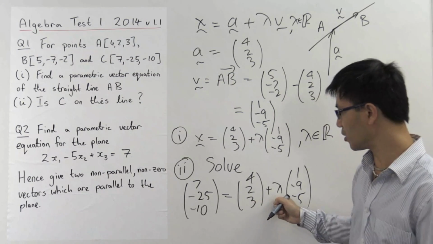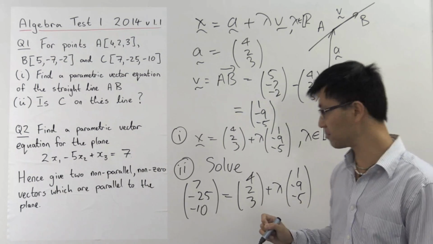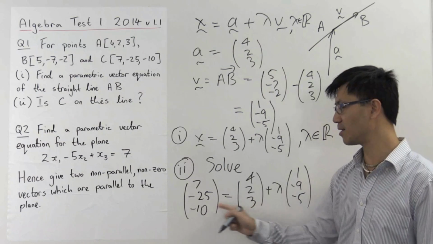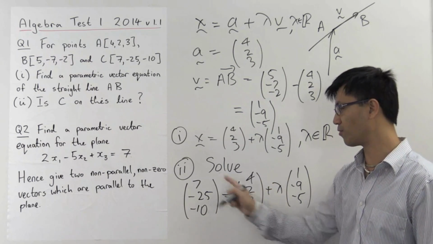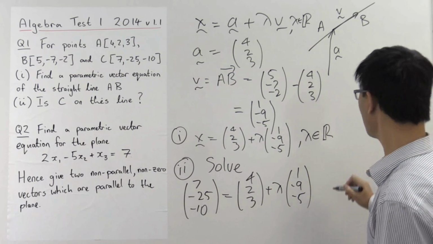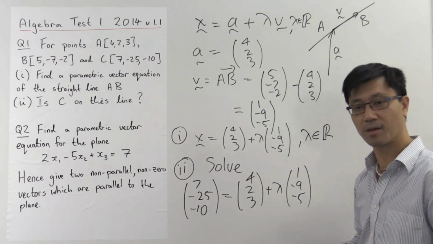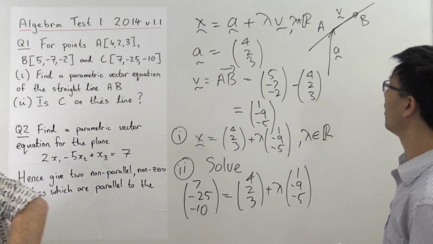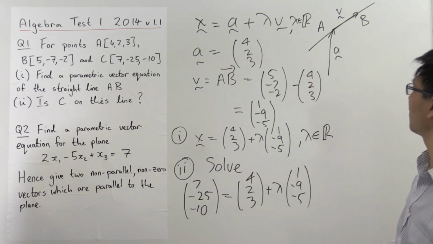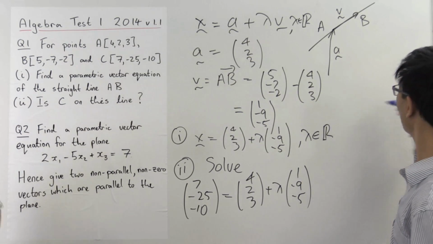And as usual, you try to get lambda by itself. So we'll put this over to the other side. Let's subtract 4, 2, 3 from both sides. Okay, so let's just add a little bit here. We could wipe some stuff out. Okay, I think we can go here. Okay, I think that's fine.